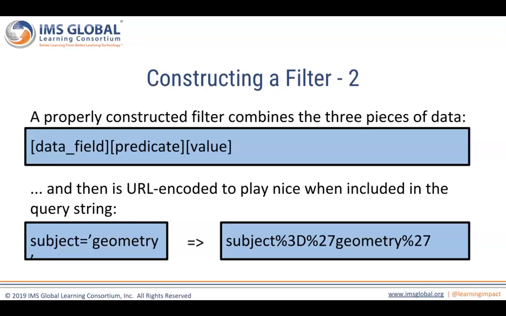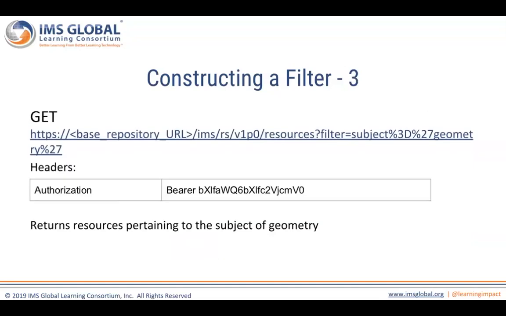So once you've URL encoded your search, then you're going to tack it on the end of your query string. The query parameter for running the search is filter. So you're going to make a GET to resources, and then the question mark for your first query parameter. Filter equals, and then you just tack your URL encoded filter right on the end. Since we didn't specify a number of records or a sorting, this is going to give us up to 100 records in the resource repository whose subject is geometry.